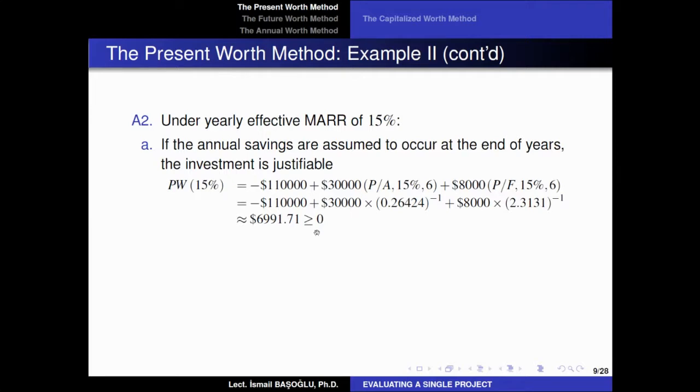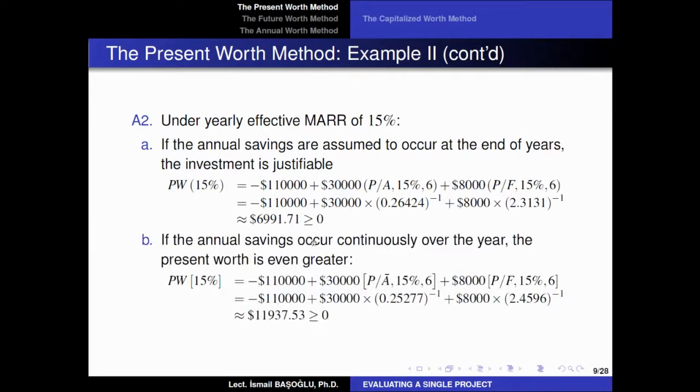Okay, so that is the present worth of this investment under 15% annual effective minimum attractive rate of return that compounds annually. Now for part B, we assume that the annual savings of these $30,000, first of all, in part B, we assume a continuous compounding. So when we want to calculate the present worth under 15% effective minimum attractive rate of return, we need to assume a continuous compounding, so we need to use the square brackets instead of ordinary brackets.